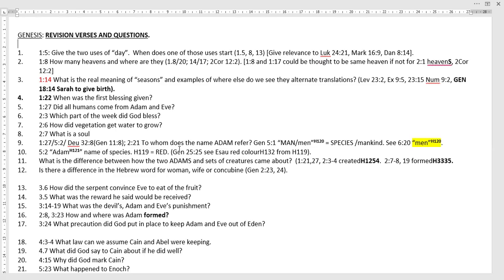Question 5. Did all humans come from Adam and Eve? No, as is generally thought. If you read Genesis chapter 1, I'm going to paraphrase until I find it. When God said, let us make man in our image, and then it goes on to say, male and female created he them.